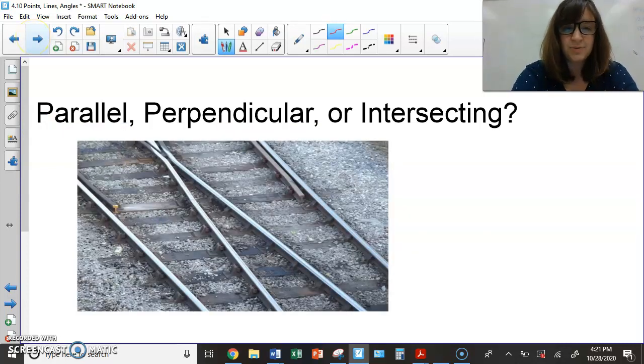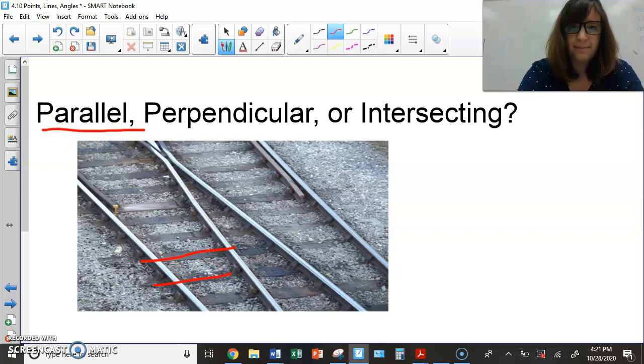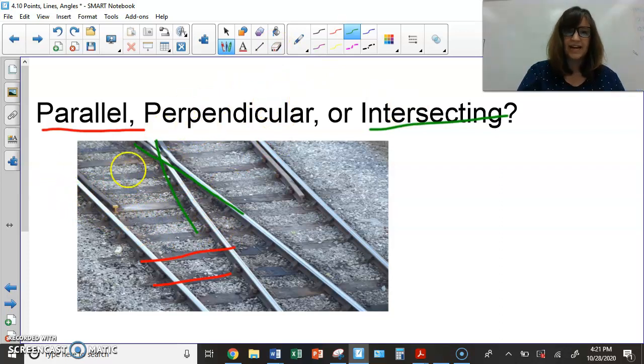All right, these railroad tracks, it looks like we have some more parallel, but we definitely have some intersecting right here, okay? And I can't tell what the angles of these are. It's possible that these intersect at a perpendicular 90-degree right angle, but I can't tell for sure from my picture.